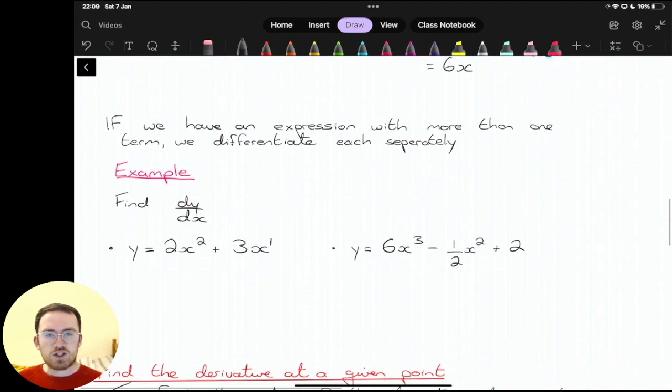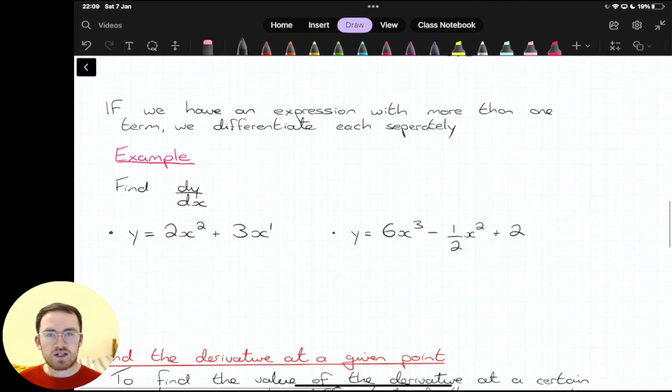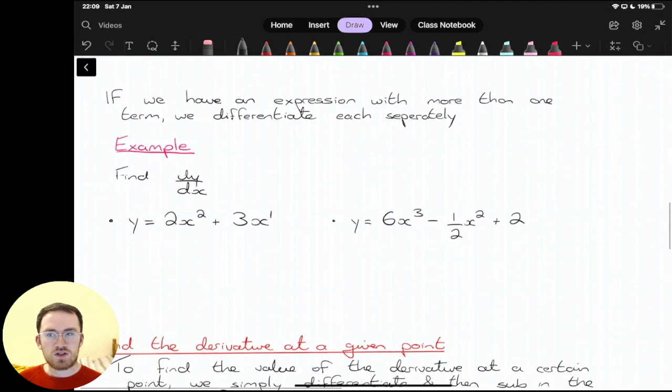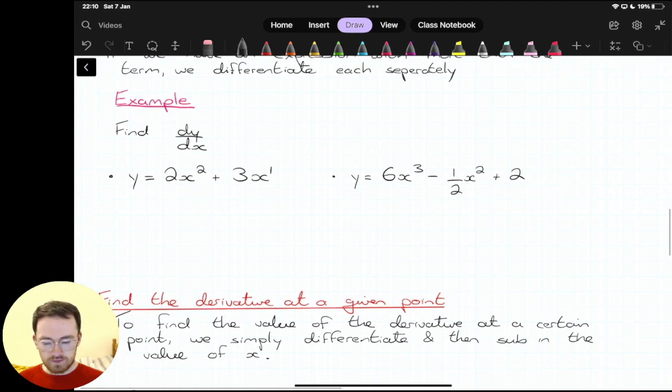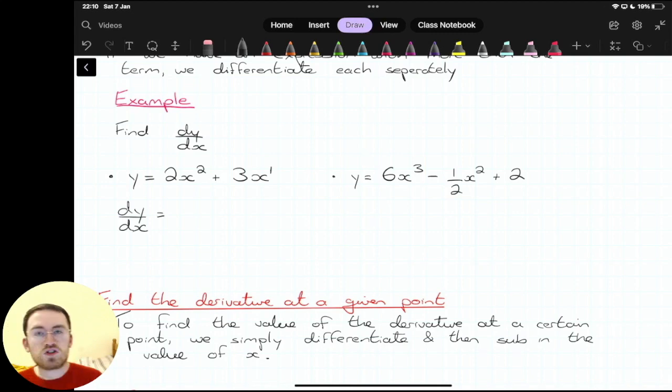So if we have an expression with more than one term, we differentiate each term separately. If we're finding dy dx, if y is equal to 2x squared plus 3x, to find dy dx, we just go through each term on its own. So let's look at 2x squared first. dy dx of 2x squared becomes 4x. If we look then at 3x to the power of 1, that's going to become just 3. Okay, so our answer is 4x plus 3.